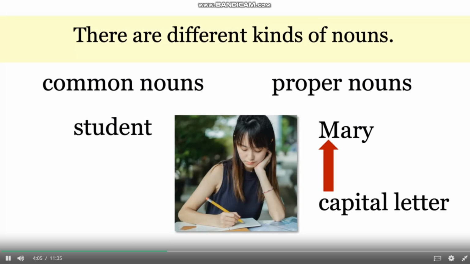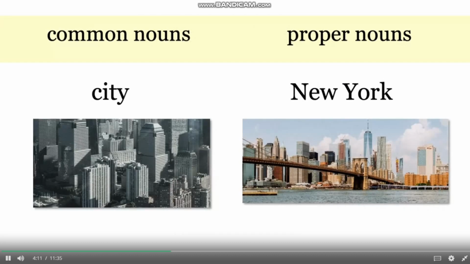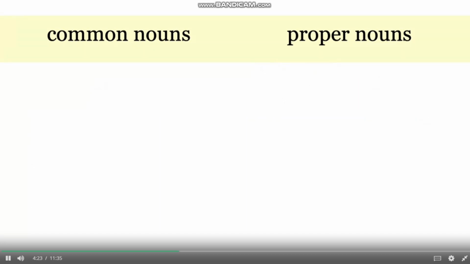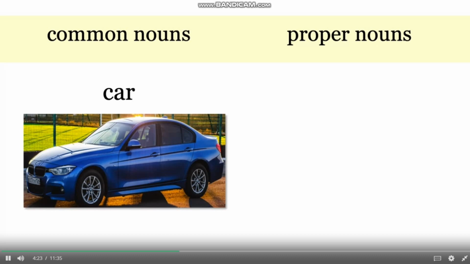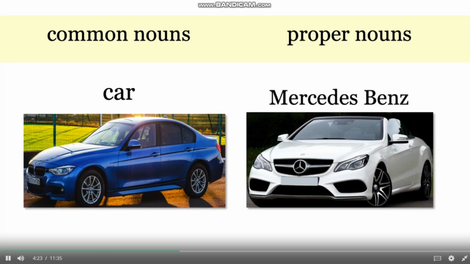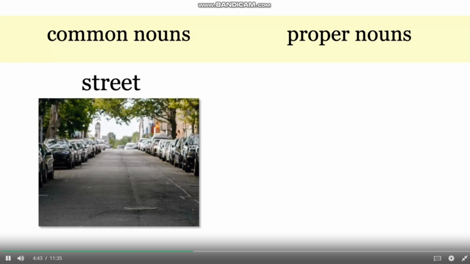Let's look at some more examples of proper nouns. City is a common noun, but New York is a proper noun because it is the name of a city. Notice the capital letters. The word car is a noun, but Mercedes-Benz is a proper noun because it is the name of a kind of car. That's why the M and B in Mercedes-Benz are capital letters. The word street is a noun, but when the street has a name, like Sunset Boulevard, it becomes a proper noun.